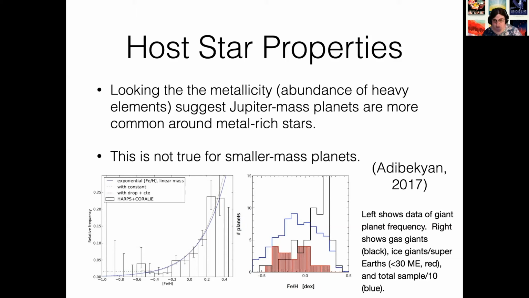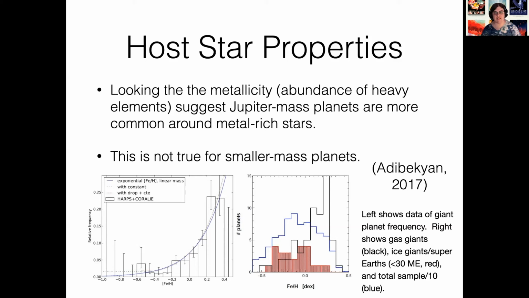The right plot is comparing planets. So this is a histogram of the number of planets we found. The total sample is in blue and it's divided by 10, so it plots on this graph. The black line is showing us the gas giants, and you see there's a lot more around metal-rich stars, while the ice giants and the super Earths, the planets that are smaller than about 30 Earth masses, mostly seem to track the general trend of the sample.